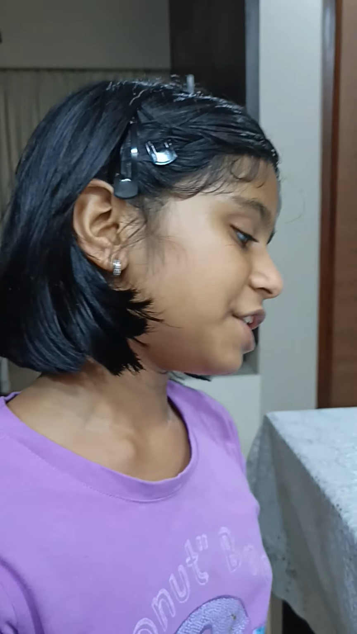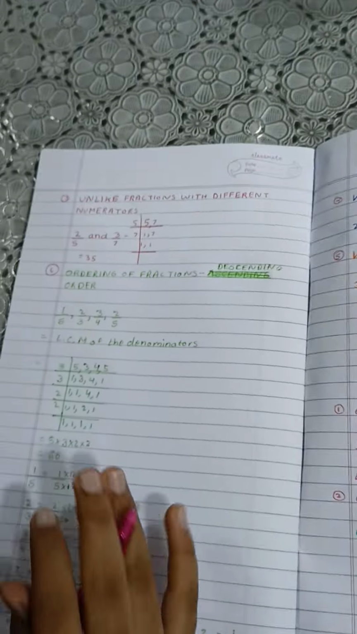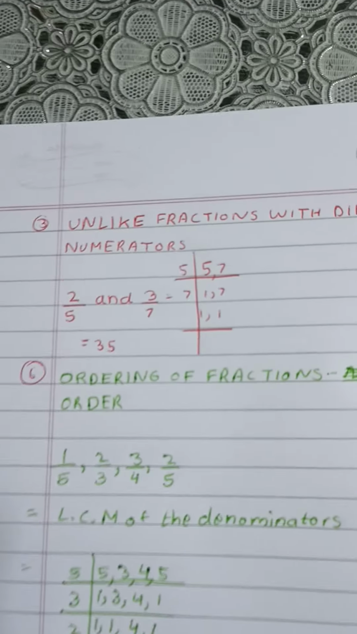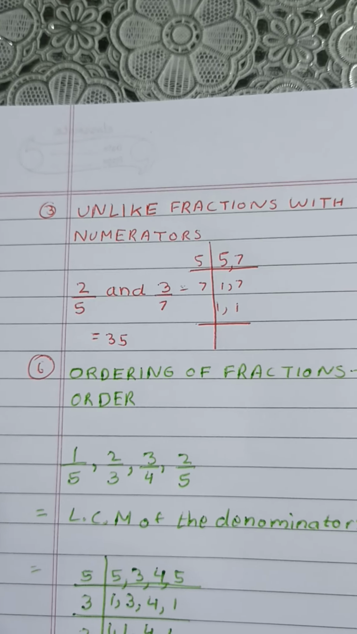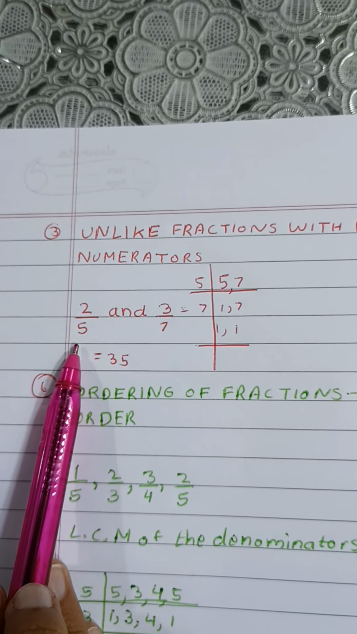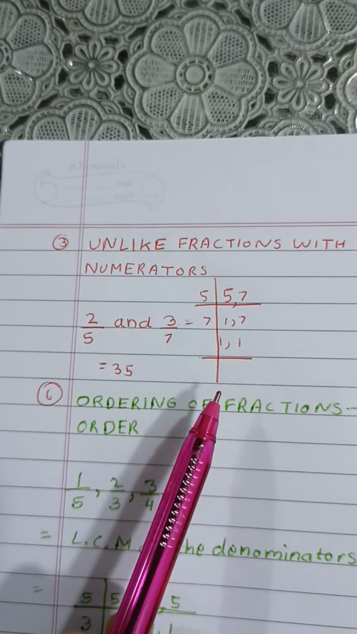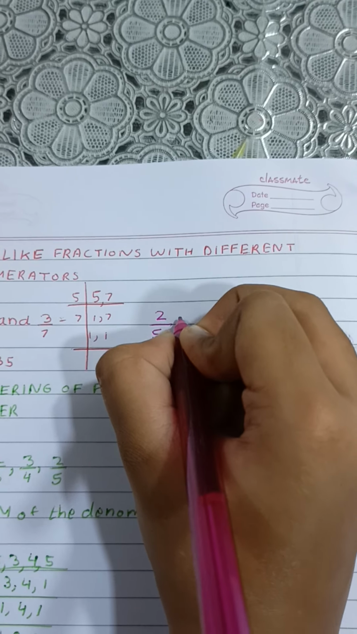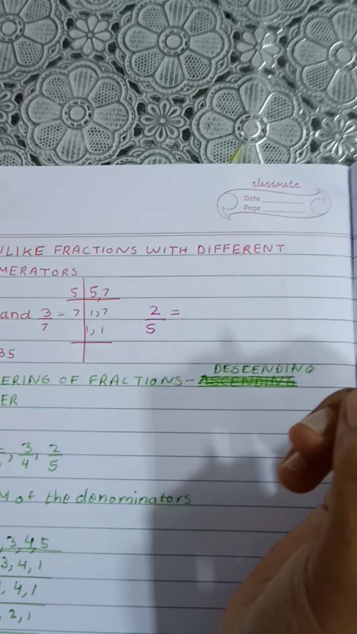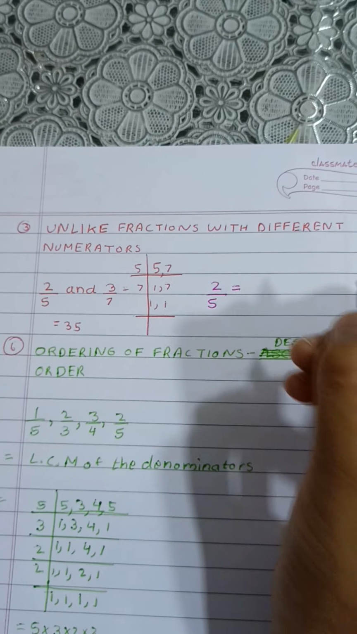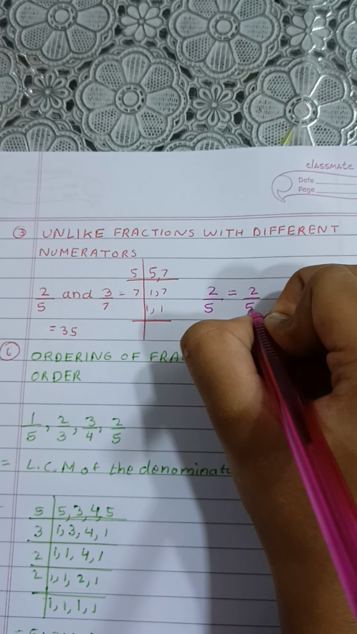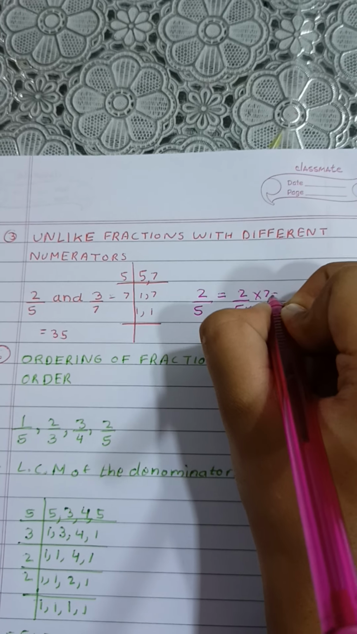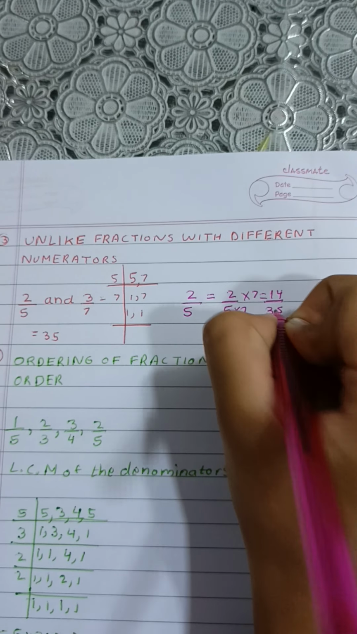And now I'm going to teach you unlike fractions with different numerators. In this, the example is 2 by 5 and 3 by 7. First, we have to find the LCM of the denominators, that are 5 and 7. That equals 35. Now, 2 by 5: 5 times what equals 35? 5 times 7 equals 35. So 2 by 5 times 7 equals 14 by 35.